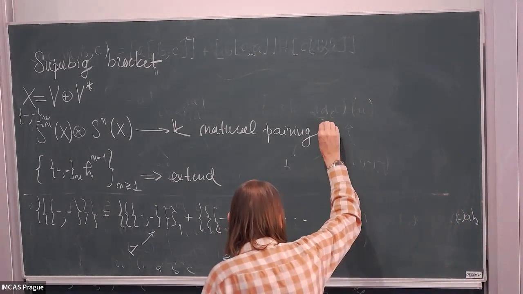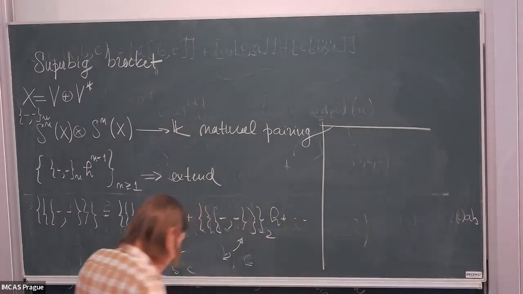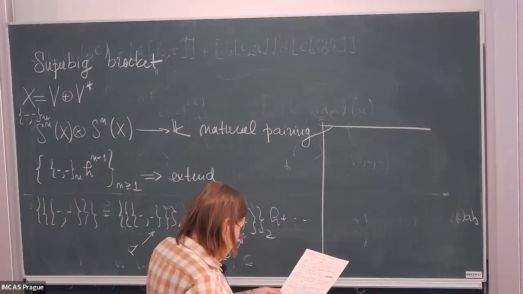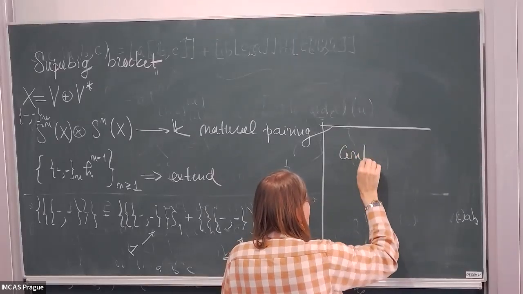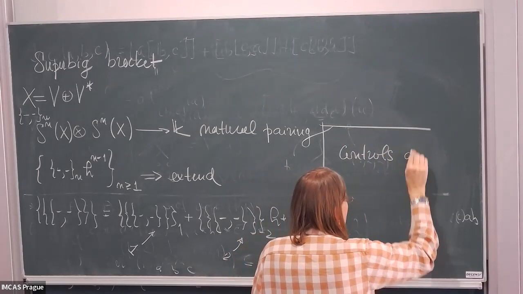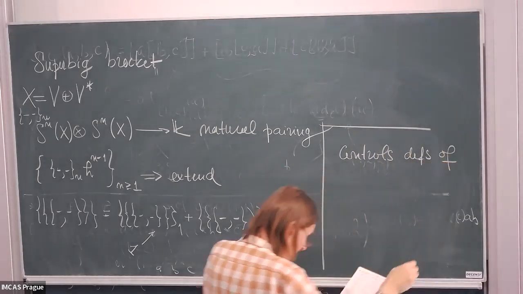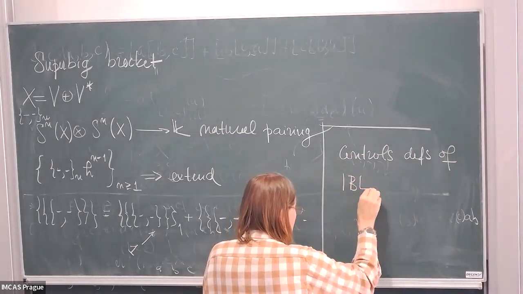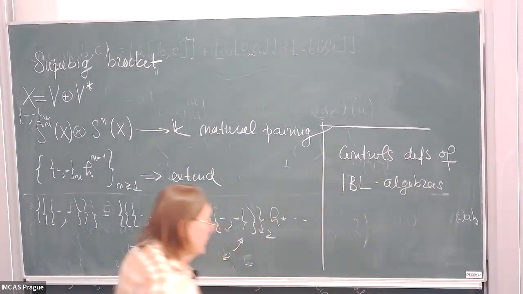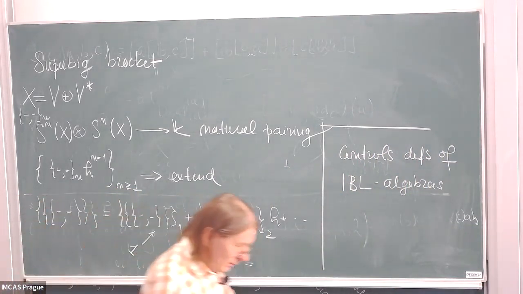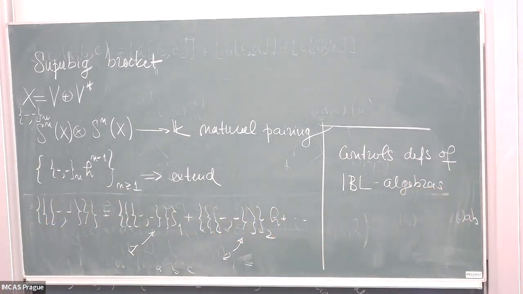And why is this thing interesting? Because it controls, again via Maurer-Cartan elements, deformations of IBL algebras. So IBL is the abbreviation for Lie bialgebras. And this is a structure which people working on closed string field theory like very much.